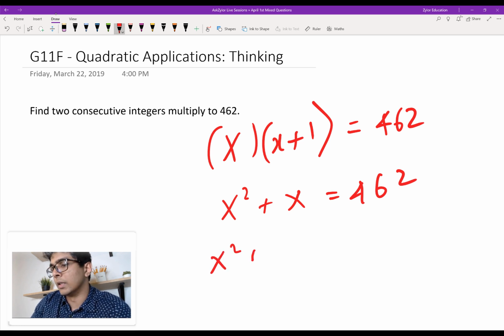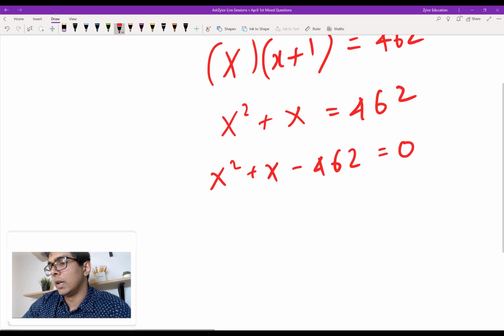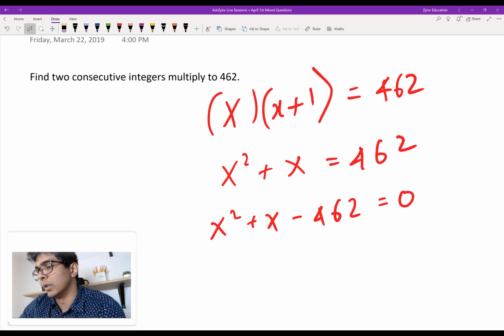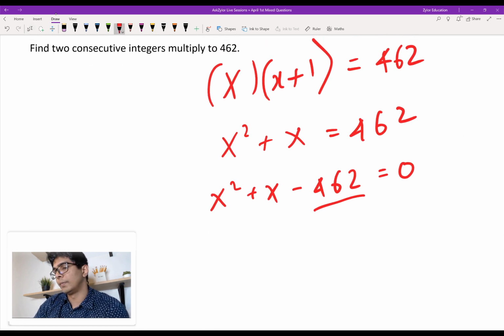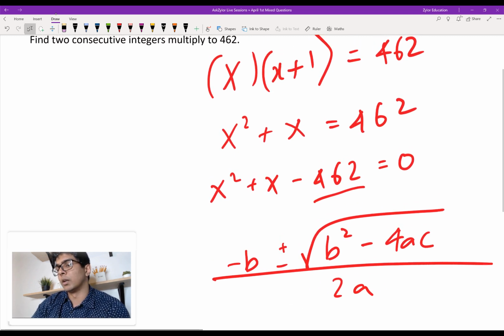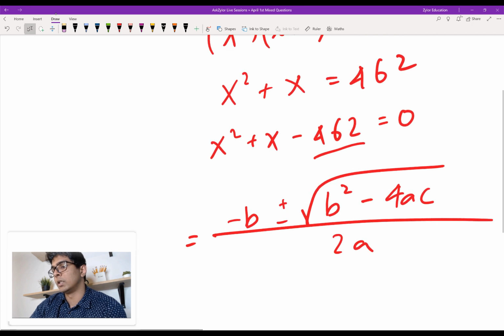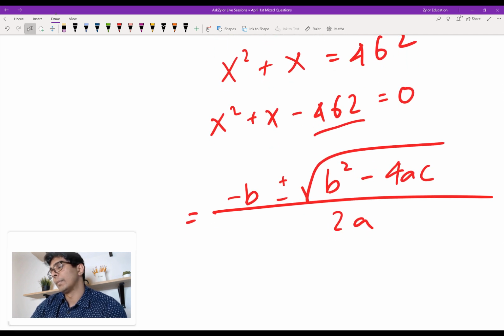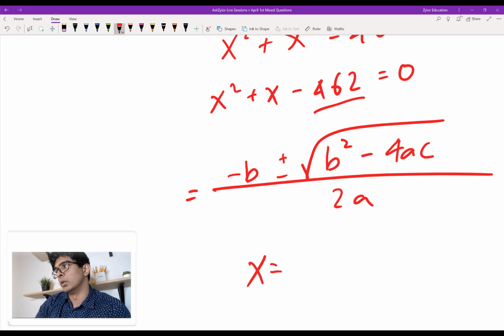So I'm going to isolate for 0, x squared plus x minus 462 is equal to 0. And then I can evaluate what my x is either using factoring or the quadratic formula. I don't want to factor this big number, so I'm just going to use the quadratic formula. So negative b plus or minus the square root of b squared minus 4ac, over 2a. So I'm going to plug my a, b, and c values into this equation, and I should get x is equal to 21.